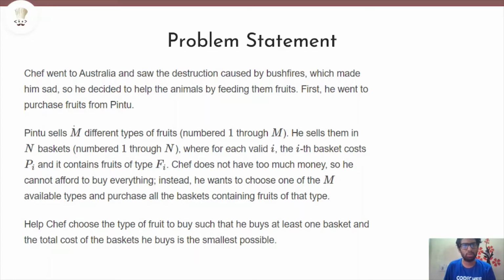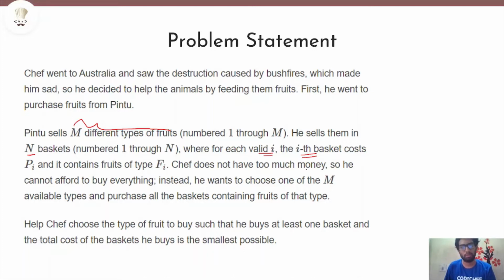Here it's written that Pintu sells m different types of fruits numbered from 1 to m, and he sells them in n baskets numbered from 1 to n. For each valid i, the ith basket costs pi and contains fruits of type fi.